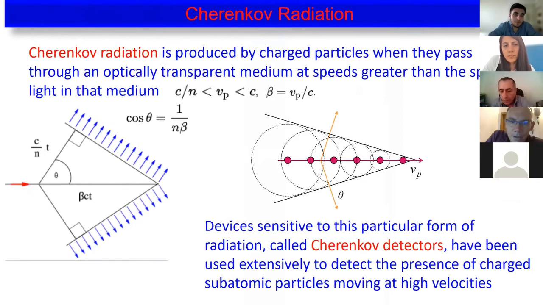In this case, a wave front is formed. This is the result of constructive interference of elementary waves radiated by a charged particle, and we have the wave front which propagates along the direction determined by this angle theta, and this theta is determined by the velocity of the particle. This type of radiation is widely used to detect charged particles, to detect cosmic rays, and there are many types of Cherenkov detectors, and it plays an important role in particle physics.